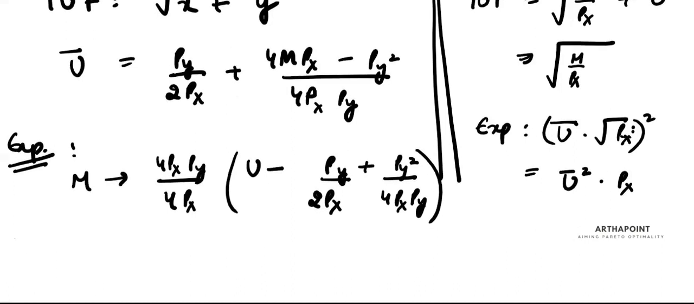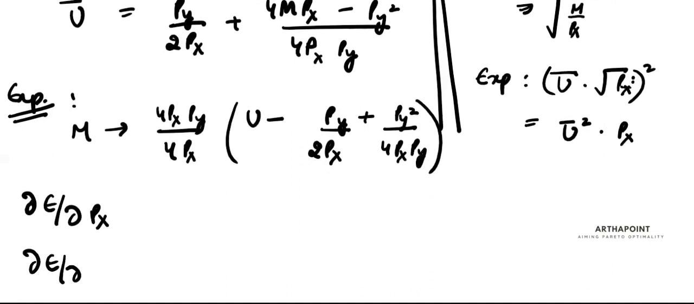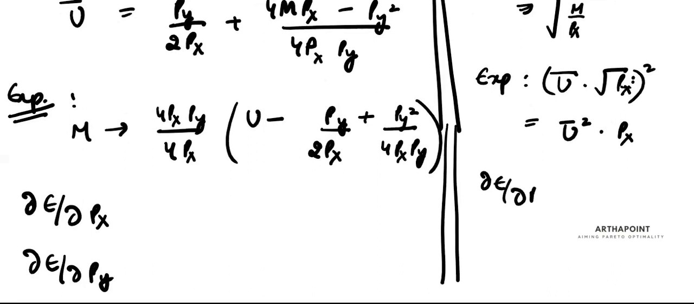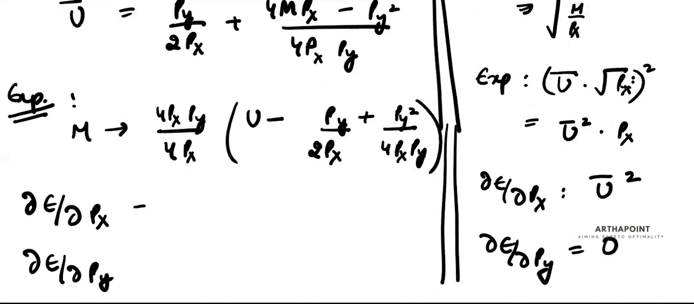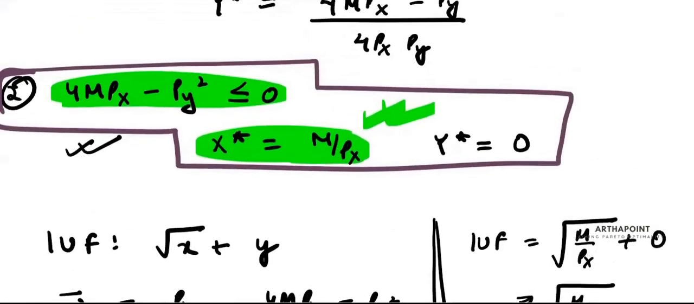And then you can use your Shepherd's lemma and find del E by del px and del E by del py. Here also you can find it. Del E by del px will be u bar square. Del E by del py will be 0. You can solve for it and you'll get an answer here and here. This is simple differentiation. But what is important for quasi-linear utility function is this approach, this part.